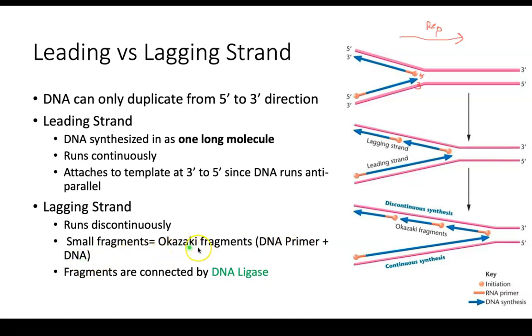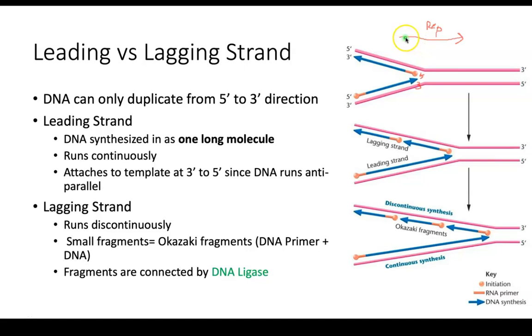Once you make these Okazaki fragments, you have to glue them or connect them together using a new enzyme called DNA ligase. So lagging strand runs discontinuously, which is opposite than leading. It's made up of small fragments, which we call Okazaki fragments, much different than a long molecule. And then all these tiny fragments are glued together by DNA ligase. So let's explain or look why we have to run it backwards.